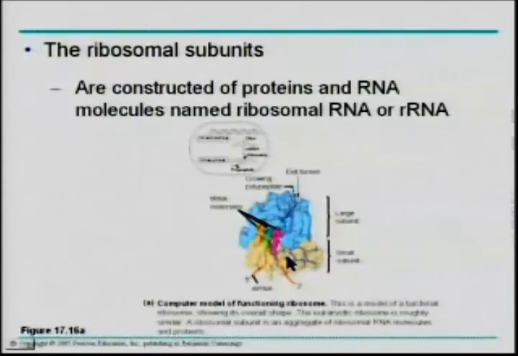This is a model of the bacterial ribosome showing its overall shape. The eukaryotic ribosome is roughly similar. A ribosomal subunit is an aggregate of ribosomal RNA molecules and proteins. So we can see within here the messenger RNA and the tRNA molecules, and the growing polypeptide up through here passes through a structure, an indentation in the large subunit protein called the exit tunnel.